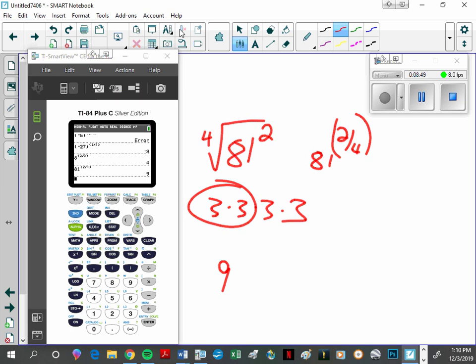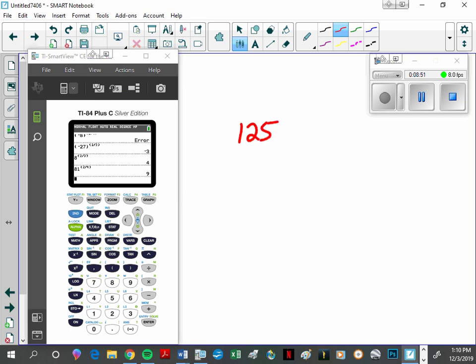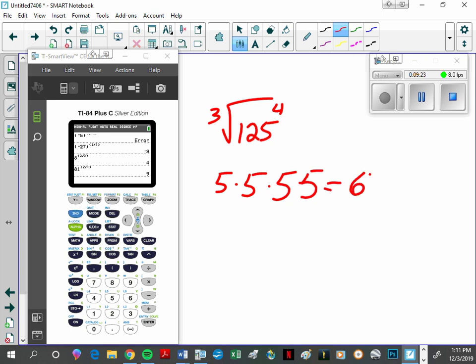But what if I did this? What if I did 125, third root, and 4? Can 125 be split into 3 equal factors? 5. 5 times 5 is 25, times 5 is 125. So 125 is made up of 5 times 5 times 5. How many of those are going to be part of my solution? 4 of them, but I don't have 4 of them. So I write an extra one, and I get 625.